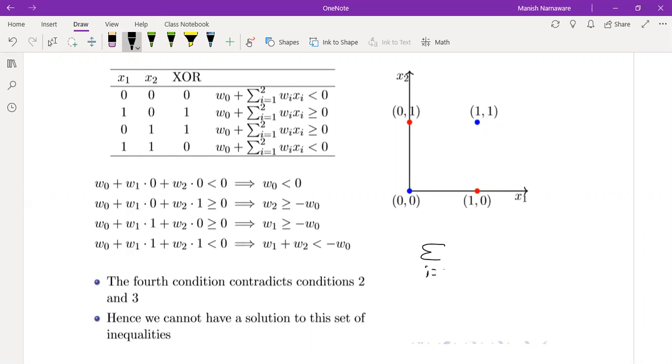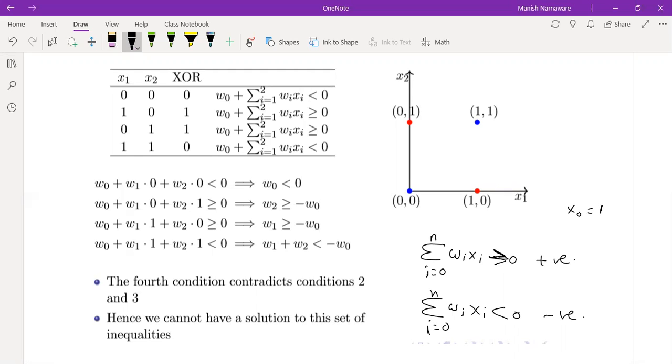summation i from 0 to n of wi xi should be greater than or equal to 0 for positive samples, and summation i from 0 to n of wi xi should be less than 0 for negative samples. Here, for x0 the value is 1; we consider x0 as 1.